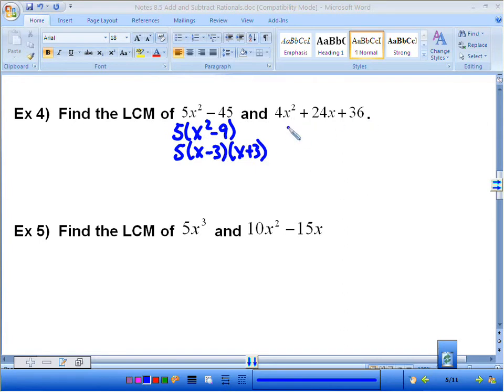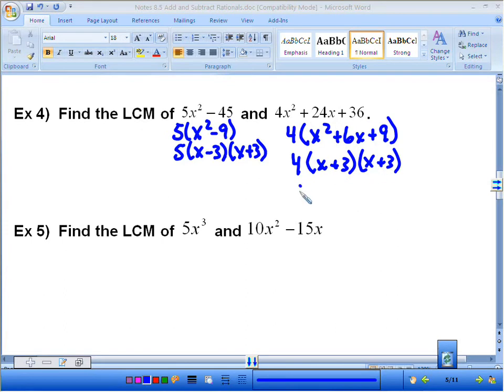Let's factor this one now. We can take out a 4. That leaves us with x squared plus 6x plus 9. And this will factor into x plus 3 times x plus 3. Whenever we see two of the same, let's rewrite it like this, x plus 3 squared.